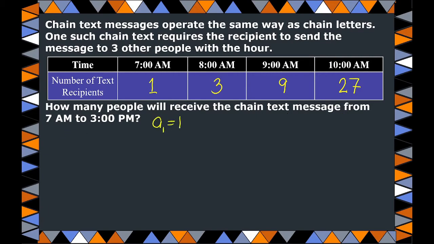The given is still the same. The first term is still 1. The common ratio is 9 divided by 3, which is equal to 3. And our n, from 7 a.m. to 3 p.m., you count 7, 8, 9, 10, 11, 12, 1, 2, 3. There will be 9 numbers there. So, is this a sequence formula or a series formula? This is now a series problem. Take note, we will be adding the number of people from 7 a.m. until 3 p.m., because we are after how many people receive the chain text from 7 to 3. So I will be using the geometric series formula, which is this one. There you go.